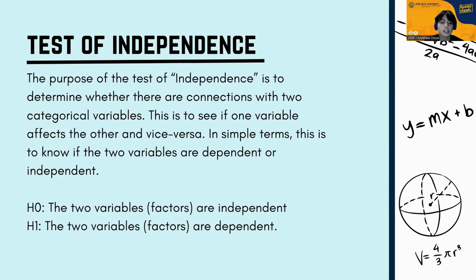So for the null hypothesis and alternative hypothesis, the null would be the two variables are independent. The alternative hypothesis would be the two variables are dependent.